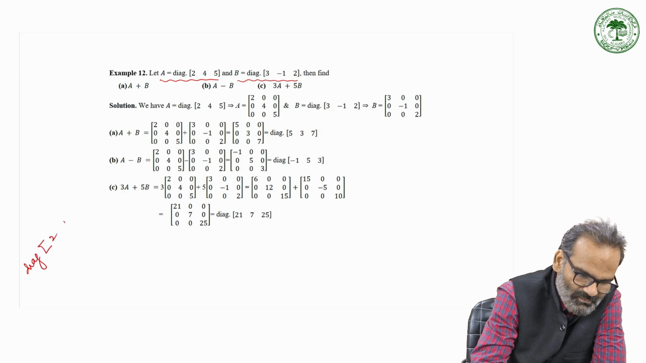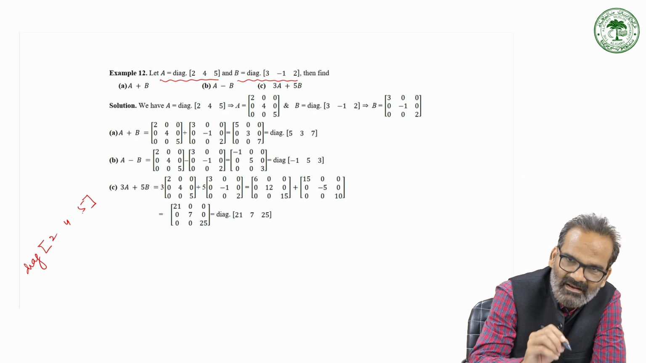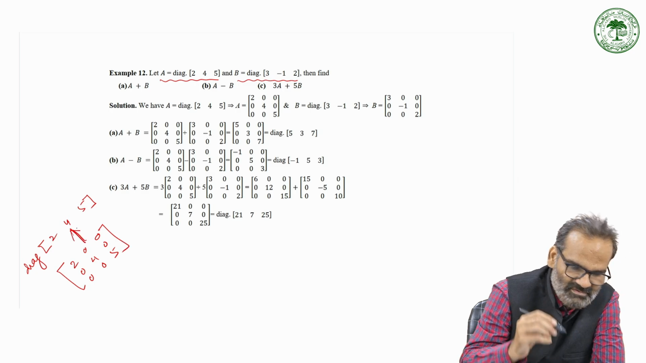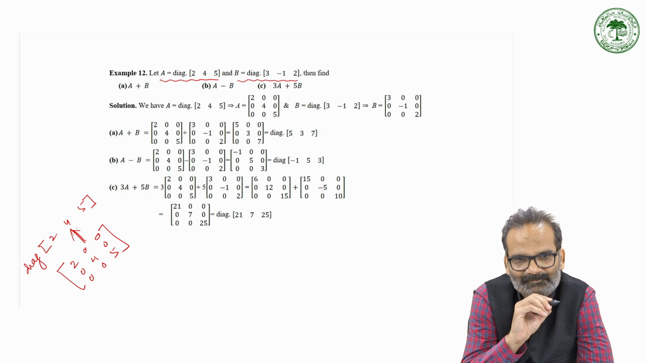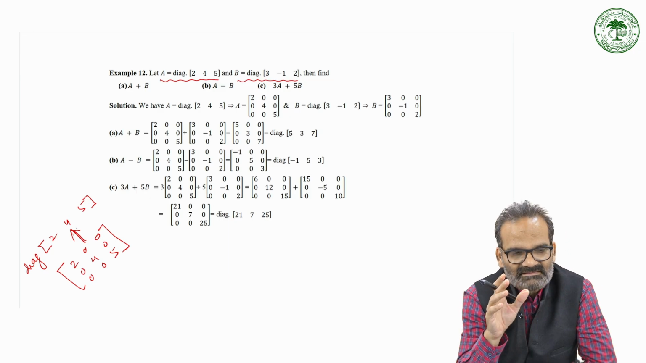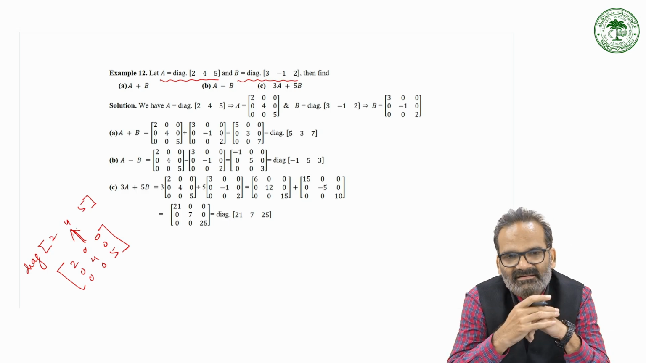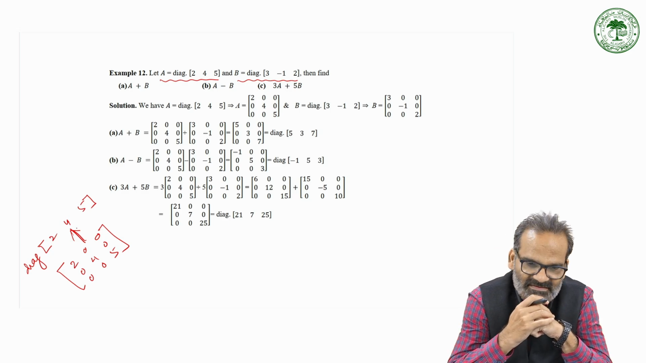Diagonal of 2, 4, 5. It means they are the diagonal elements. This can be written as 2, 0, 0, 0, 4, 0, 0, 0 and 5, right? This matrix and this matrix both are same. Understand? These are the two ways in which a diagonal matrix can also be represented.